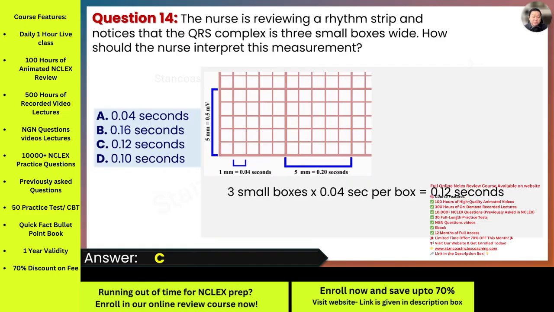0.04 seconds, you multiply it by 4 boxes. And since the QRS complex is only 3 boxes wide, this is not the correct answer.